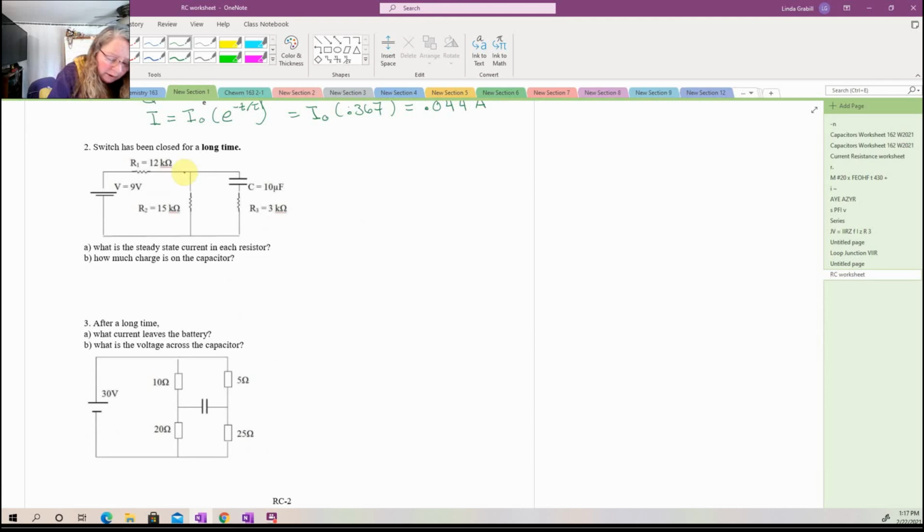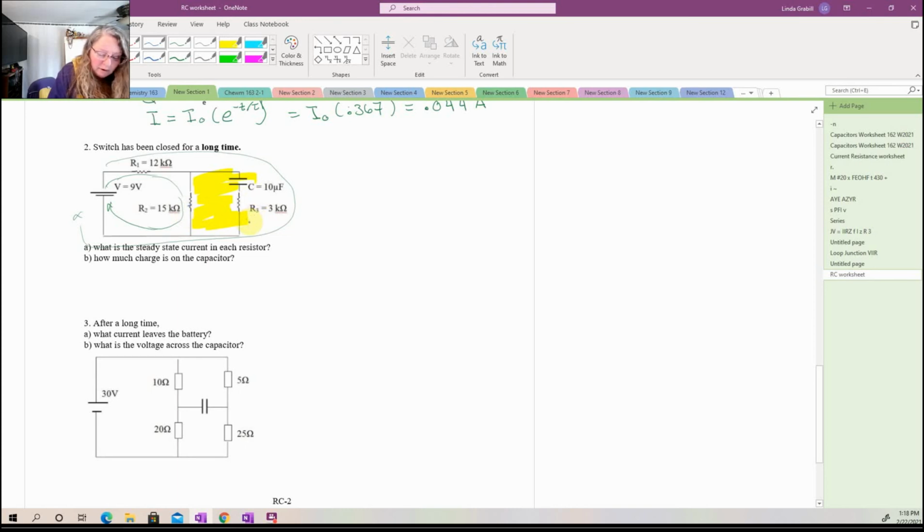So what do we have going on here? Let's see, what kind of loops do we have? I can go this way, or my current can go all the way around. What does that tell us as far as what's happening in this section versus this? Well, when I first come out, I have this one resistor in series, and then this R2 and this R3 are in parallel with each other. So I'm going to deal with those first.